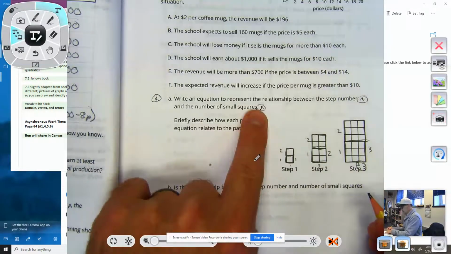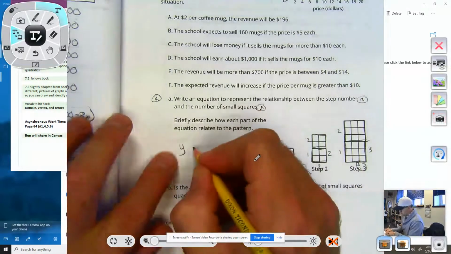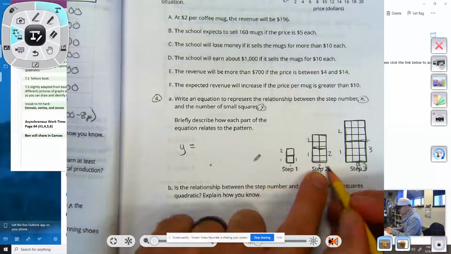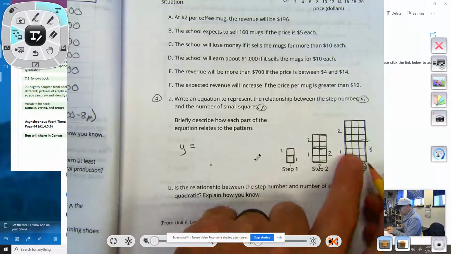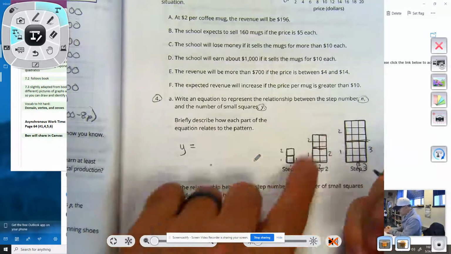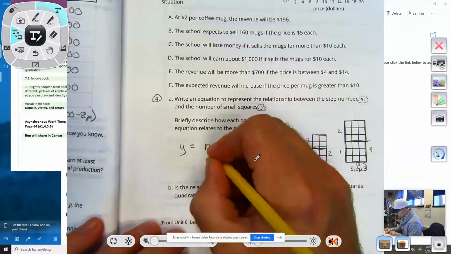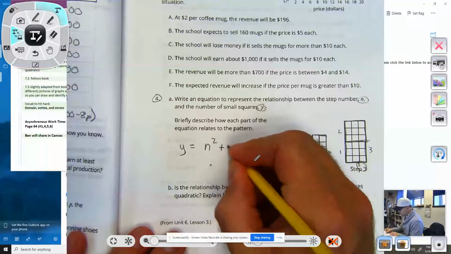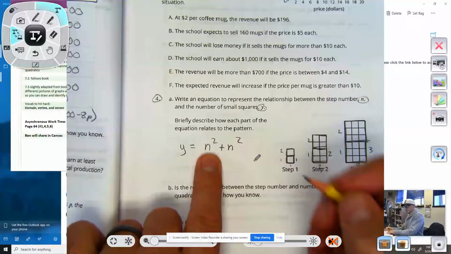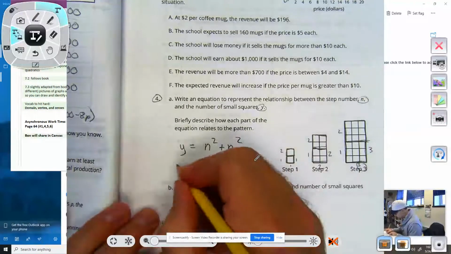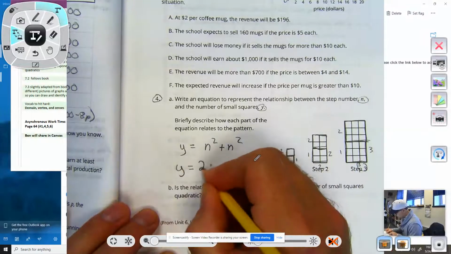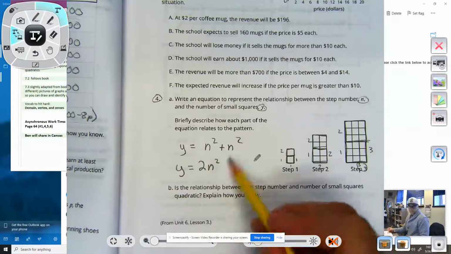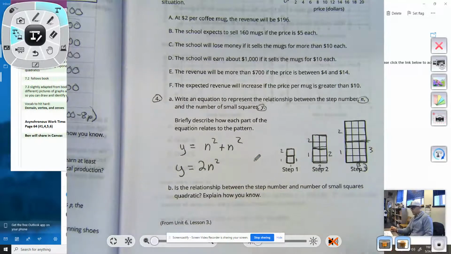So if I want to say how many small squares there are, so this is the number of small squares, I can say it's whatever this thing is, 2 squared, 3 squared. So my step number, which is n, so n squared, except there's 2 of them. So I could say n squared plus n squared. But if I'm adding the same thing together twice, another way to write that is y equals 2 times n squared, because there's 2 of them, right? Either way would work. It's up to you on how you want to write it.